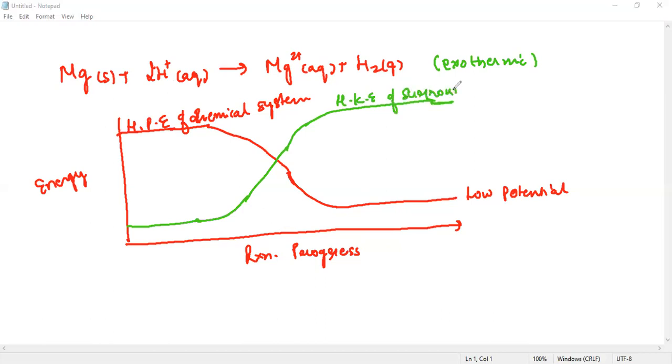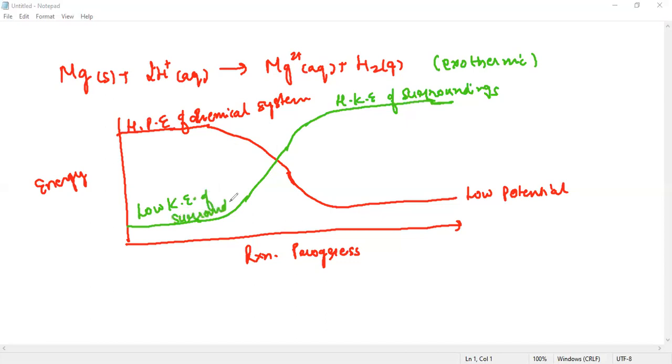So this is nothing but just a diagrammatic overview, the graphical representation of energy of this exothermic reaction versus time, a reaction progress, you can say. So this axis denotes low kinetic energy of the surroundings.